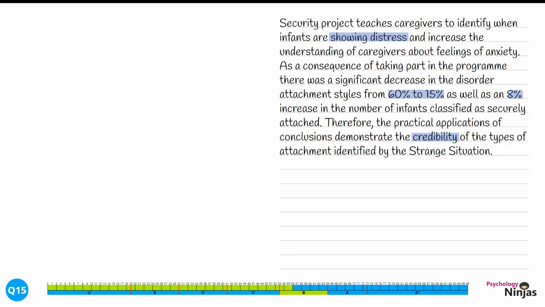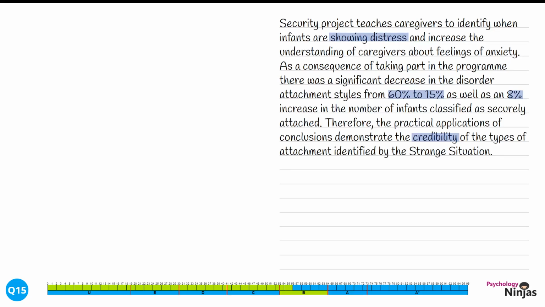If we can apply findings to the real world, then we know that they're valid and credible, that the strange situation is actually identifying attachment type, and we can explain this and apply this to the real world. We're going to give a final conclusion about the role of the strange situation in assessing attachment type.